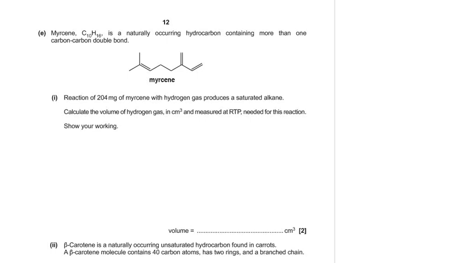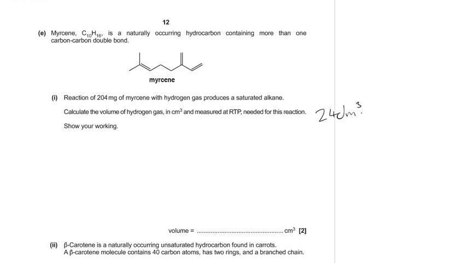Final part of question 16 then. And they've given us this unsaturated hydrocarbon, myrcene, with a formula of C10H16. Now, they've told us that reacting 204 milligrams of myrcene with hydrogen gas produces a saturated alkane. So we're looking at a hydrogenation reaction there. Calculate the volume of gas in centimetres cubed and measured at room temperature and pressure needed for this reaction. Show your working. So remember that at room temperature and pressure, 1 mole of any gas occupies 24 decimeters cubed.